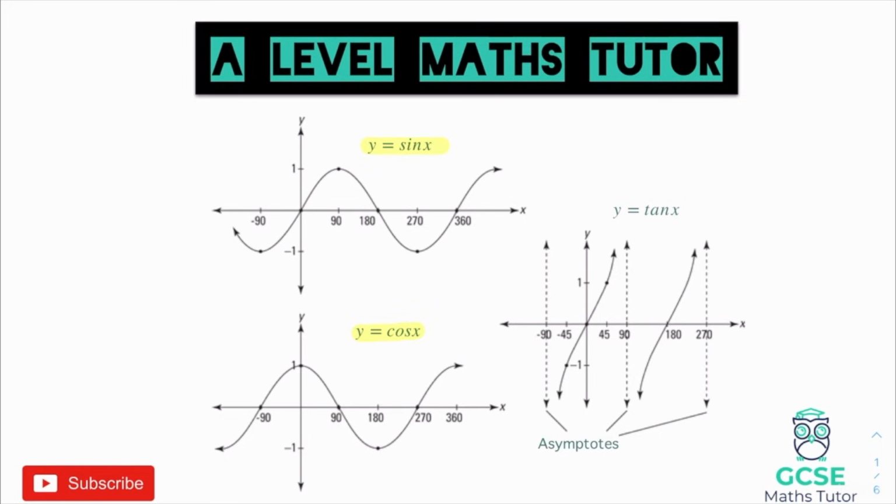The tan graph is very different. It does have these waves, and as you can see there are asymptotes at minus 90 and 90, and then each asymptote follows on every 180 degrees, again to the right and to the left of these curves. So you do need to know these graphs and be able to draw basic sketches of them.